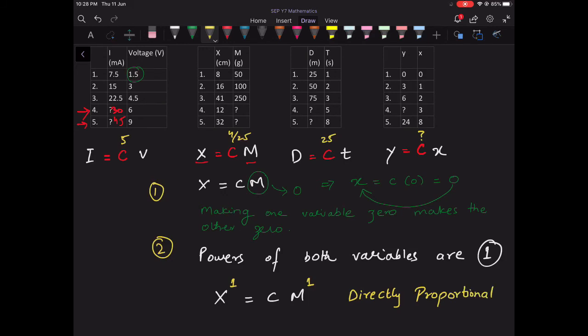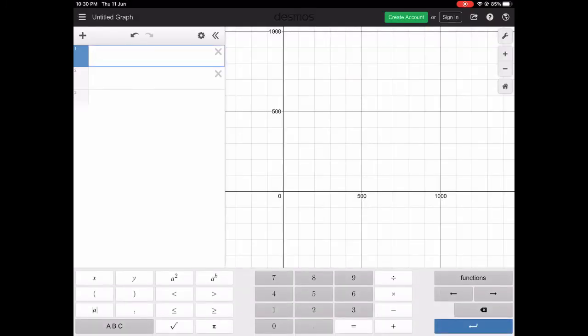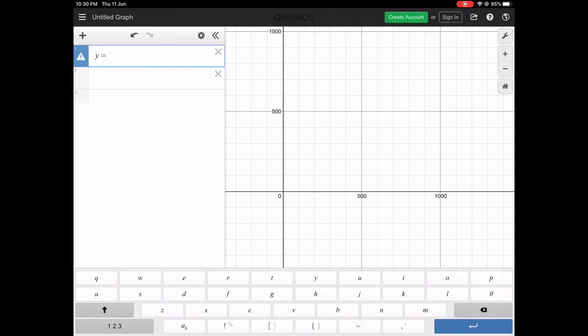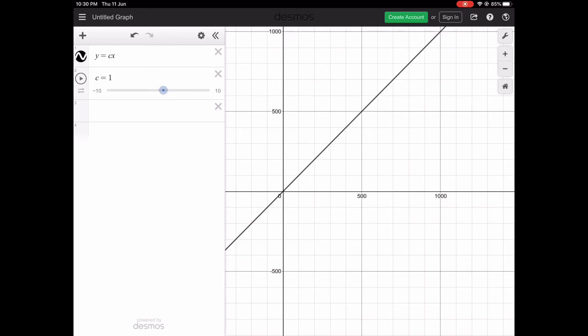If it is otherwise, then the variables in the equation are not proportional. Let's see why that is. We shall take the case of y equals cx as a case. Let's plot y equals cx. The c is the slope of the line. If you increase it, the slope changes.